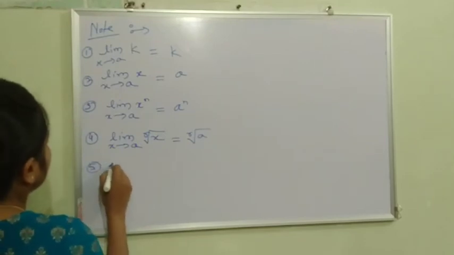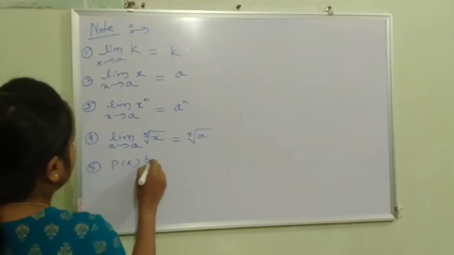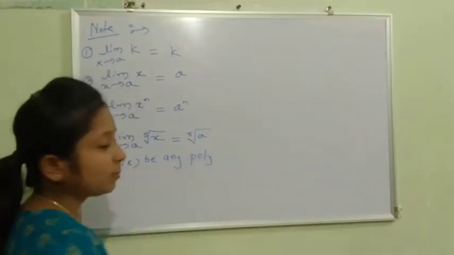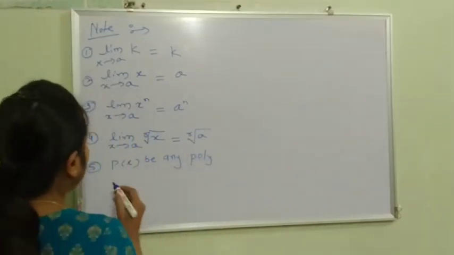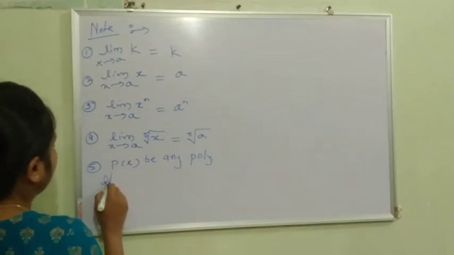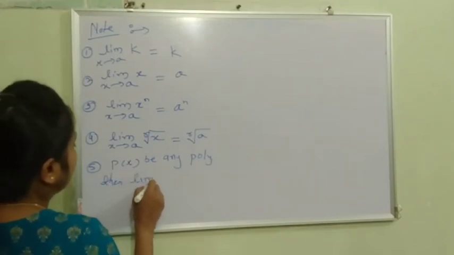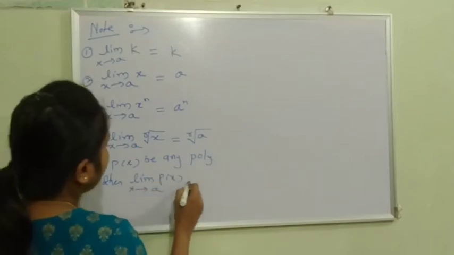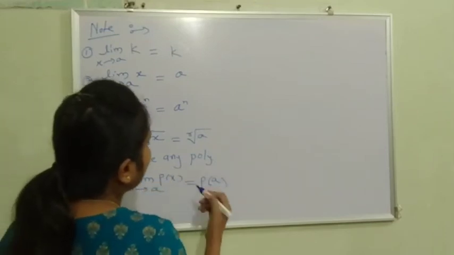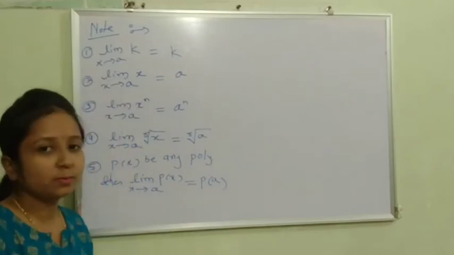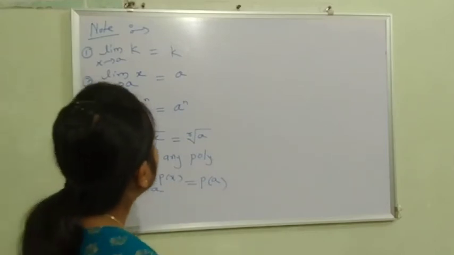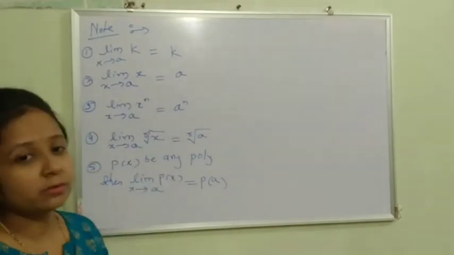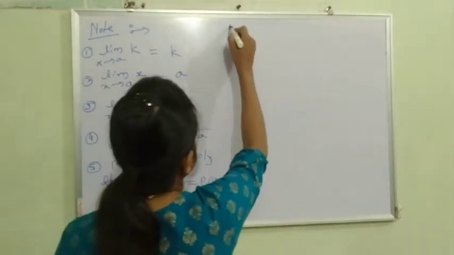And the last one is: suppose p of x is any polynomial, then what is the limit of p of x as x tends to a? It is p of a; replace x by a in this polynomial. Now with the help of this algebra of limits and these notes, we are going to solve two examples in this video.